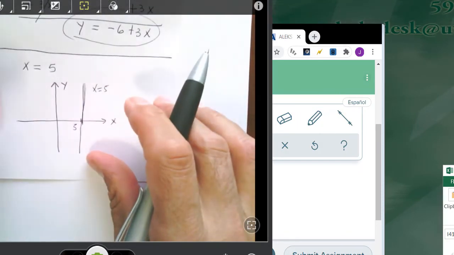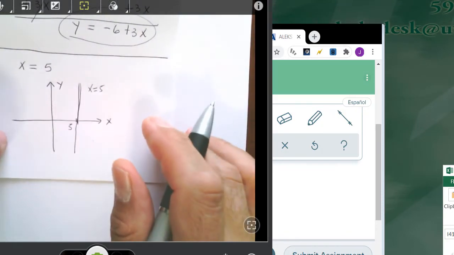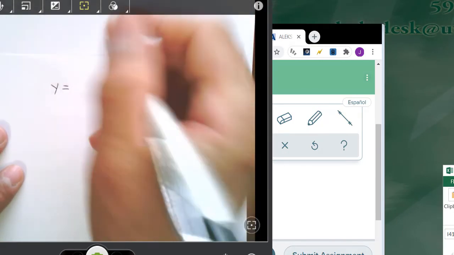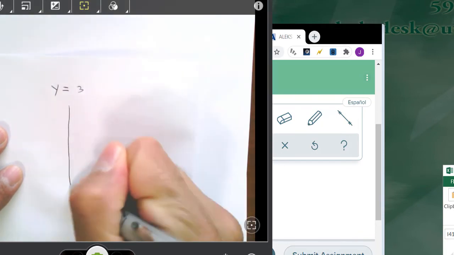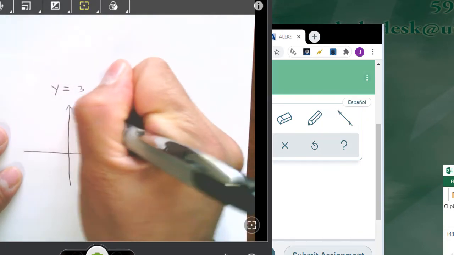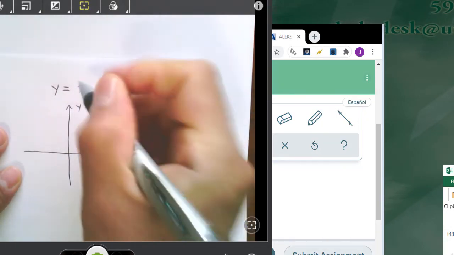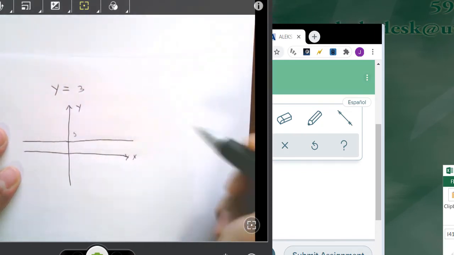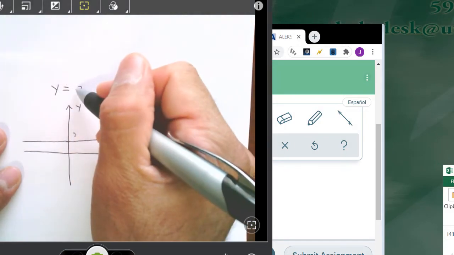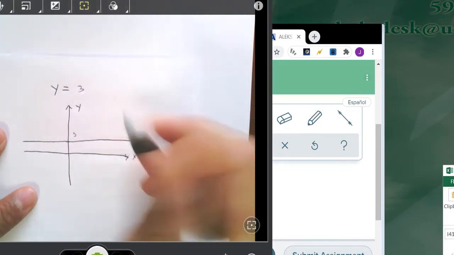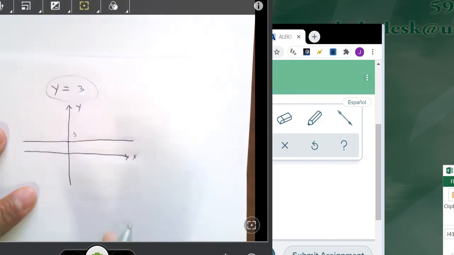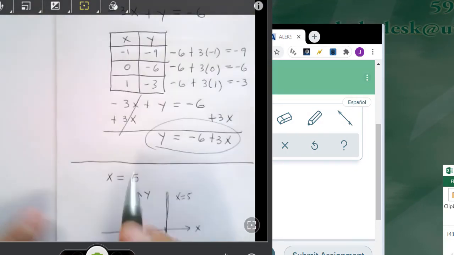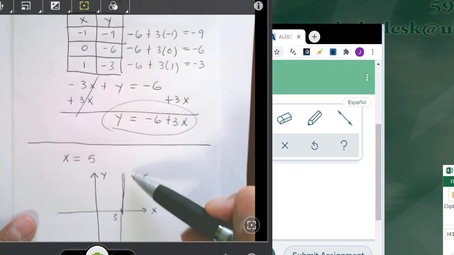Now the horizontal is when we get y equals a constant. For example, y equals 3. I think this is similar to the example that I just showed you. Then at 3, we draw a line that looks like this. If this is y equals -1, then we draw the line like this. So y equals a number will be a horizontal line. x equals a number will be vertical.